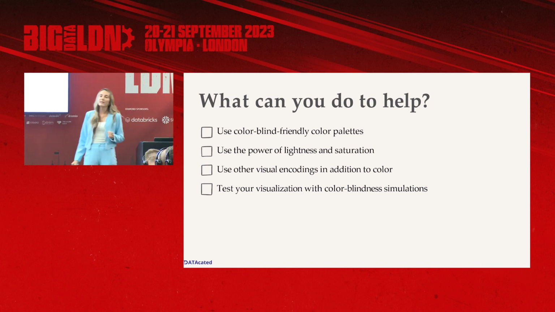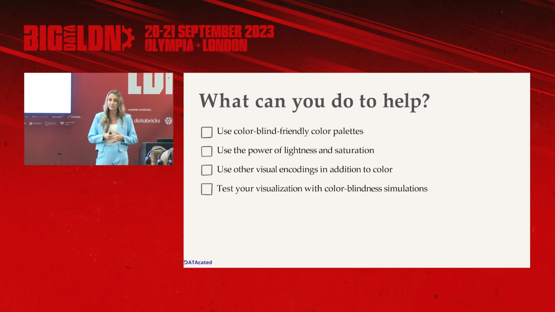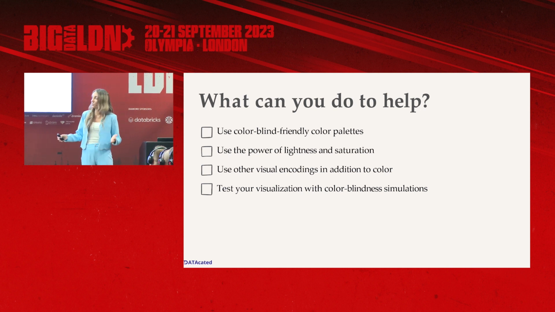Use the power of lightness and saturation. If we have a very light shade of green and a very dark shade of red, it is a lot easier for somebody who suffers from color blindness to tell those differences. Or the other way around, a light shade of red and a dark shade of green. Additionally, you can use other visual encoding. Color is one type of visual encoding. You can also use patterns or labels to call things out if you think somebody's not going to understand the differences in color.